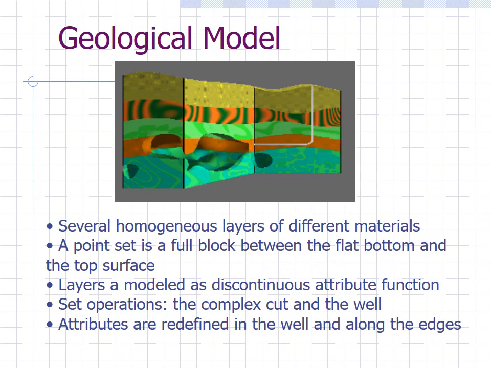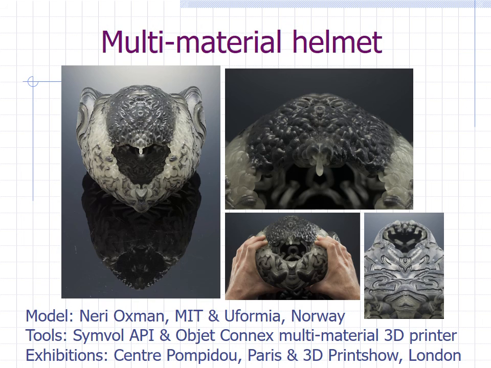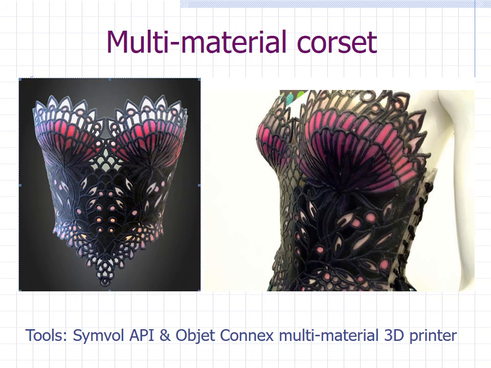An example of multi-material direct 3D printing is a geological model, which was modeled using HyperFun software. And this model was fabricated using a Z Corp 3D printer. Another example is a multi-material helmet and a multi-material corset.